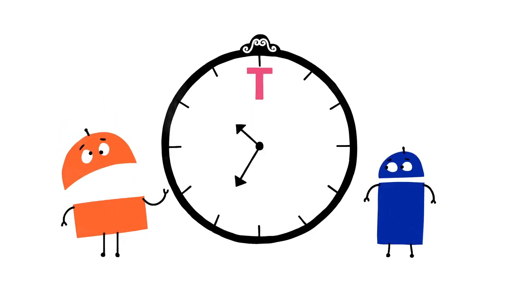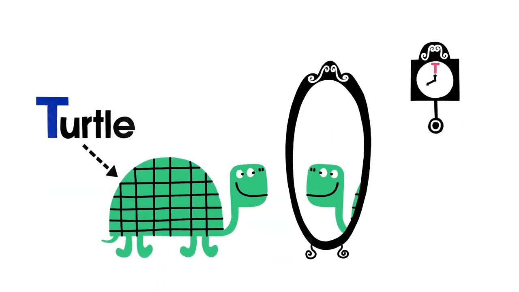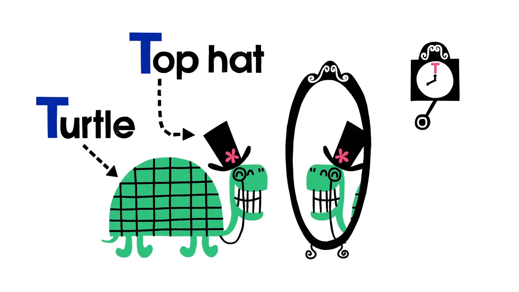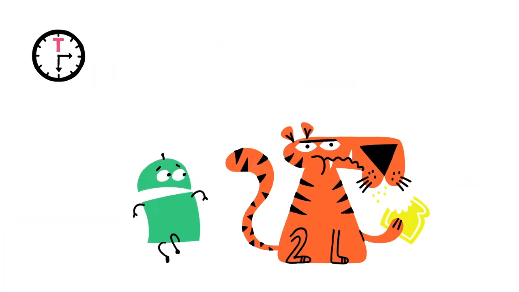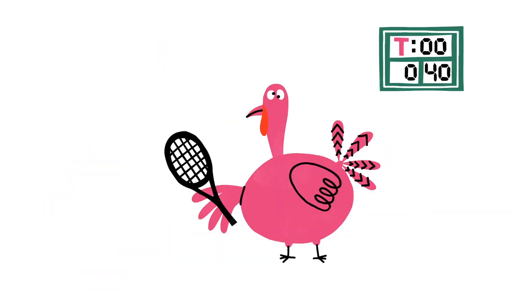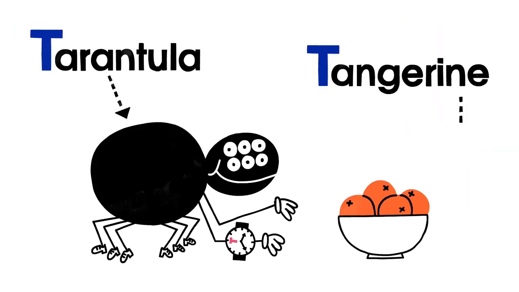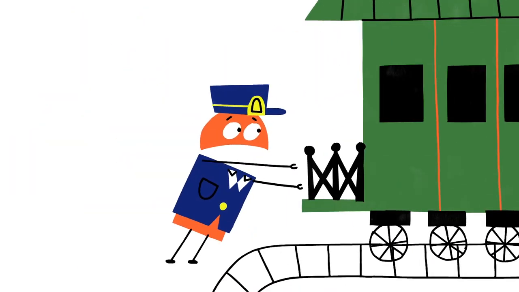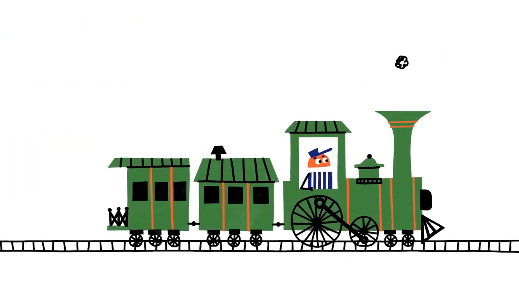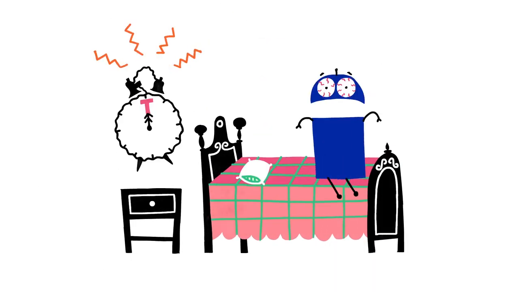It is time to tap our toes. So, I tune about the letter T. When you see a turtle trying on a top hat, you know it's time for tea. And when you tippy toe past a tiger eating toast, well, it's time for tea. And you talk about a turkey on the tennis team, yeah, it's time for tea. There's a tarantula tasting a tangerine. Oh, it's time for tea. Try it and you'll see. It's totally time for tea.